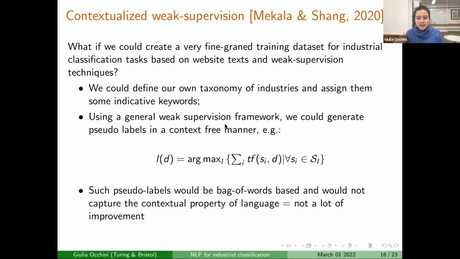For instance, a label could be the argmax of the sum of term frequencies of a keyword within a document for all the keywords within all the labels that we defined in the taxonomy. However, such pseudo labels would be, again, bag-of-words based, as the paper that we criticized at the beginning of the talk, and they would not capture the contextual property of language. So they wouldn't entail a lot of improvement.